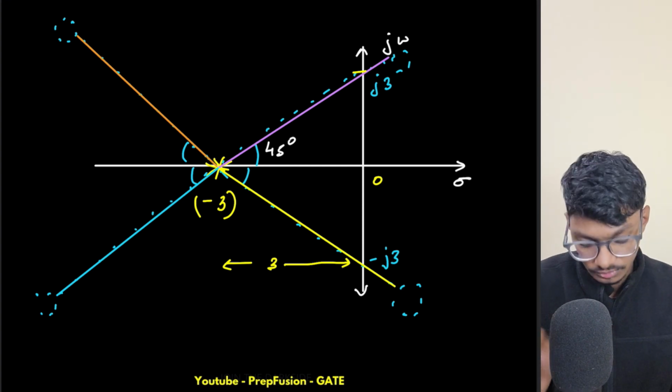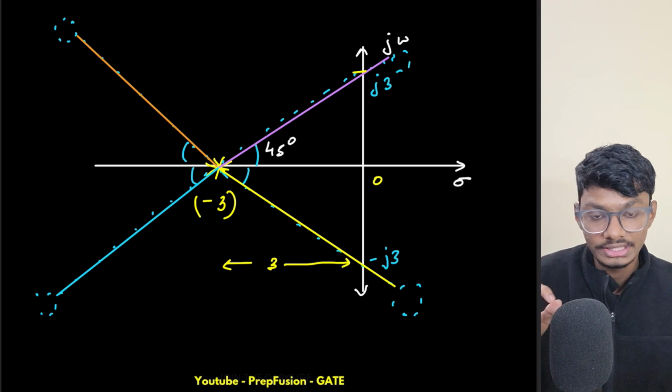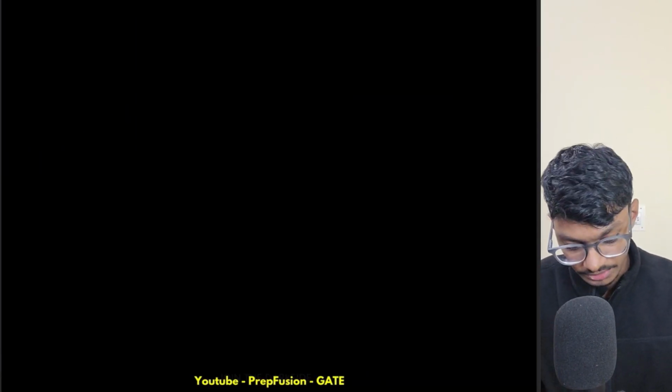And for the underdamped system, now let us first understand what the locations of my roots are for my underdamped system. So for an underdamped system, what happens?